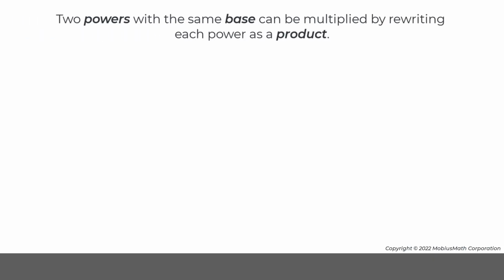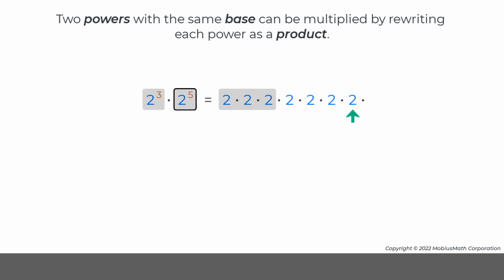Two powers with the same base can be multiplied by rewriting each power as a product. For example, 2 to the third power times 2 to the fifth power can be rewritten by writing 2 to the third power as 2 times 2 times 2, and writing 2 to the fifth power as 2 times 2 times 2 times 2 times 2.